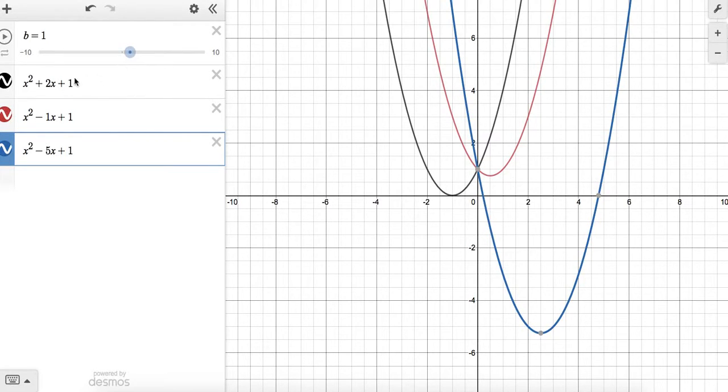So if you take a look at the graph here, these are the three graphs that we just drew, and you can see that the vertices here, here, and here are all in different places. They all have the same y-intercept, and the shape of these graphs are exactly the same. They will just lie right on top of each other.